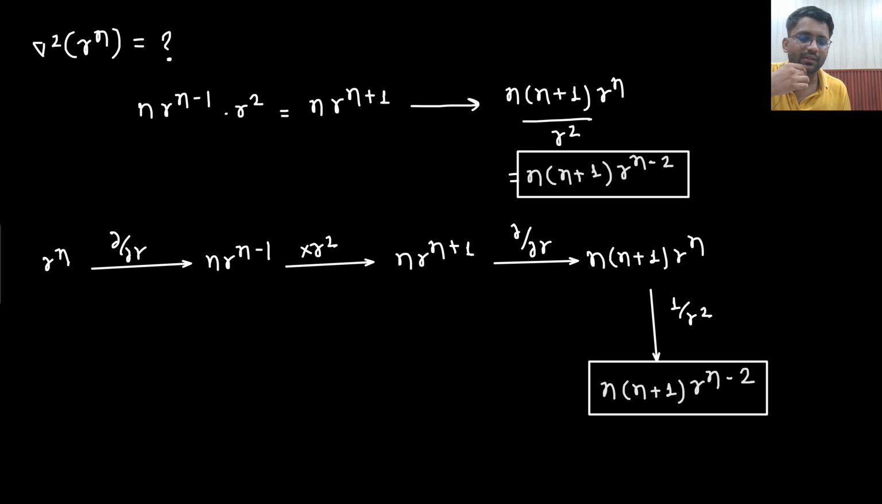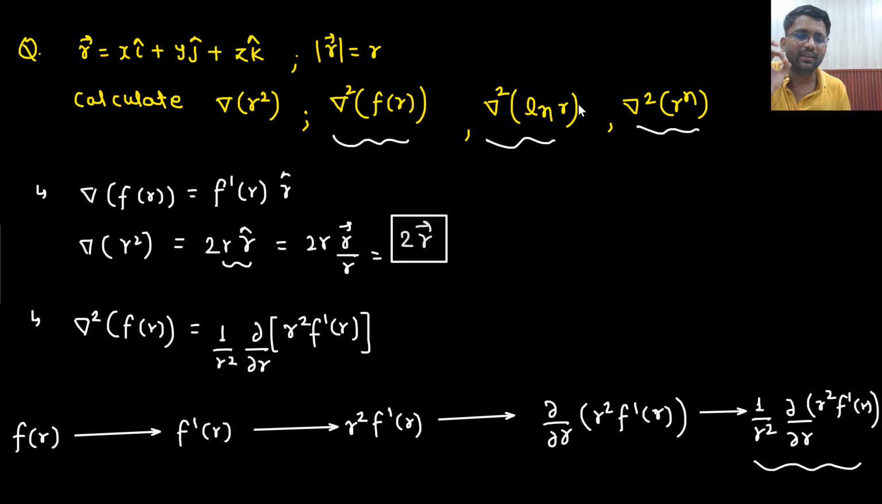Next, till this point we have applied Laplacian operator on a scalar quantity. This is a scalar quantity, right? It is a scalar quantity only, no? Because it is r. What is r? R is under root x square plus y square plus z square, right?